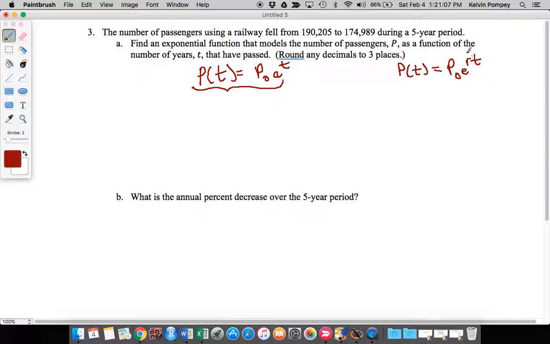Okay, so if you did use that function, although we didn't want you to do that, I still gave you credit if you did it correctly. All right, but what we want to do is find the exponential function that models this, and I'm going to use this function here.